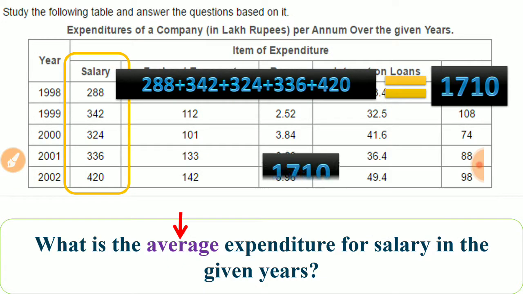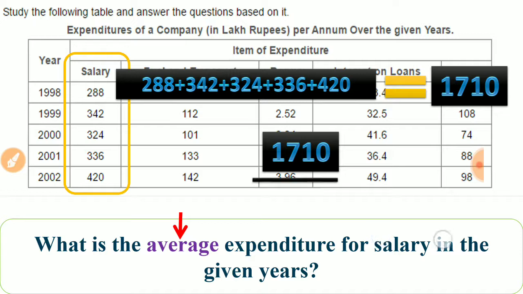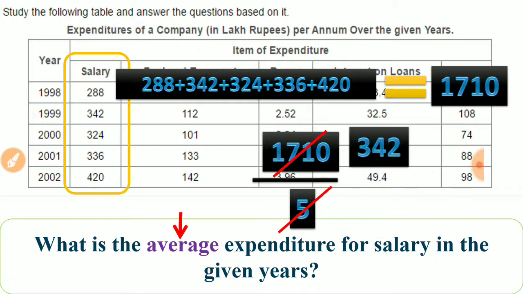So how can we find the average? We can find the average by the sum divided by the total number of items. So how many years are there? 98, 99, 2000, 2001 and 2002. So 5. So 1710 divided by 5, exactly divisible, is 342. So what is the average expenditure for salary? It is simply 342. So it's very simple and straightforward to solve the average questions.